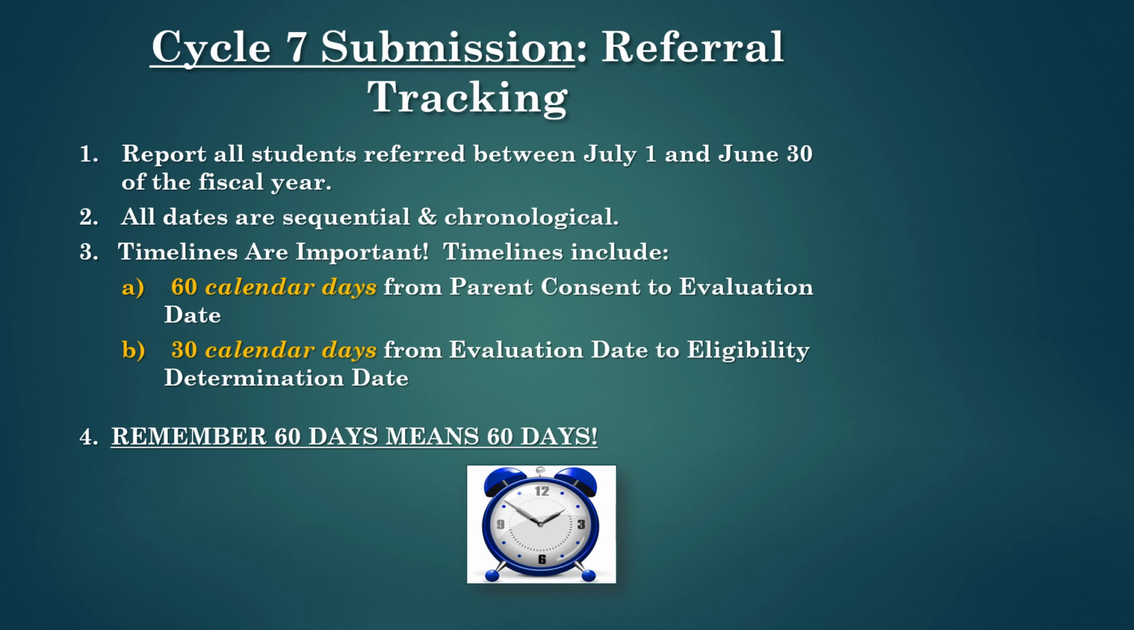Remember that you have 60 calendar days from the day the parent gives consent to complete the evaluation, and that the evaluation date is the date the last test is given. In addition, you have 30 calendar days from the evaluation date to the eligibility determination date or the evaluation conference. Remember that those days are calendar days rather than business days, meaning that weekends and holidays count as a part of the 60 and 30-day time frames. Also, be aware of those months that contain 31 days because you may become out of timelines by 1 day or two.